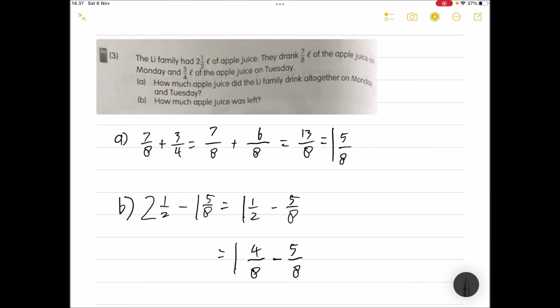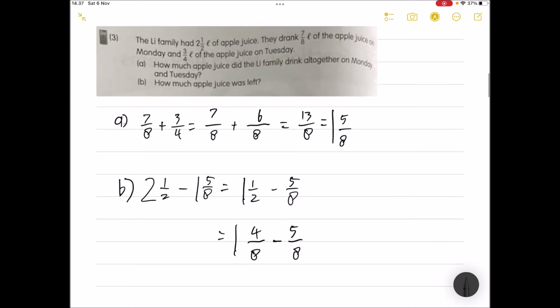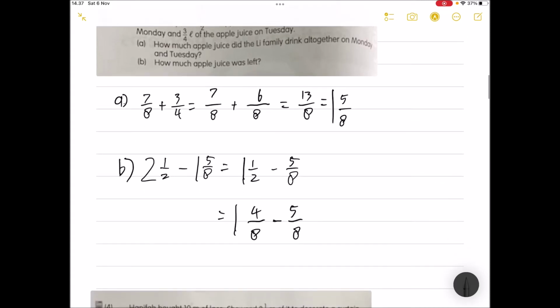Now I notice that I do not have enough, right? So what I will do is I will change the 1 into an improper fraction.